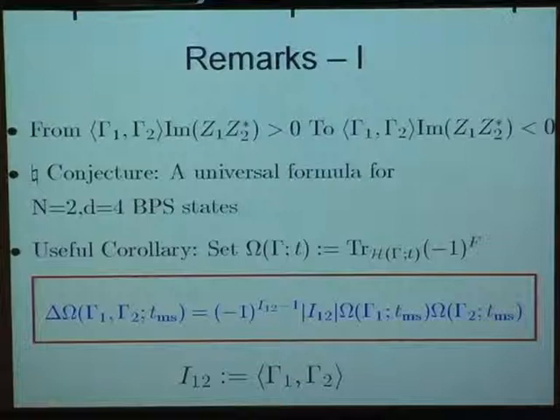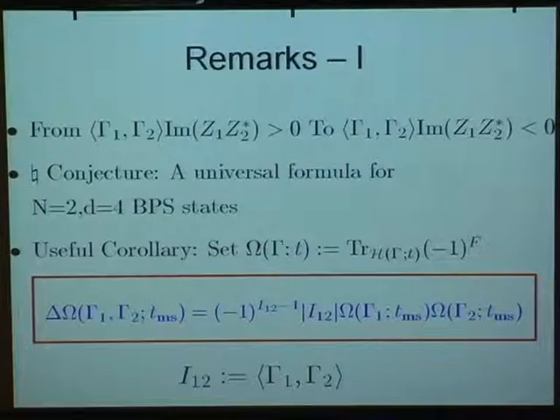Some remarks about this formula. First of all, it depends, of course, on which direction you go. So the stable side of the wall is given by this inequality. Notice that all I've used here are general properties of N=2, d=4 supergravity. And so it's natural to conjecture that this is a universal formula. I'll say something about the proof in a moment.